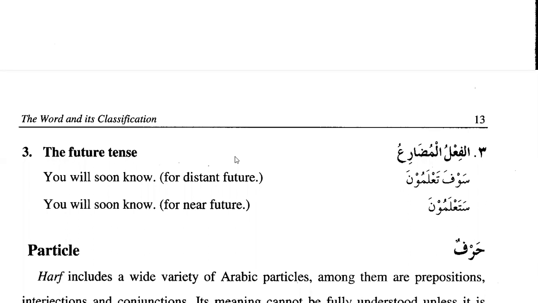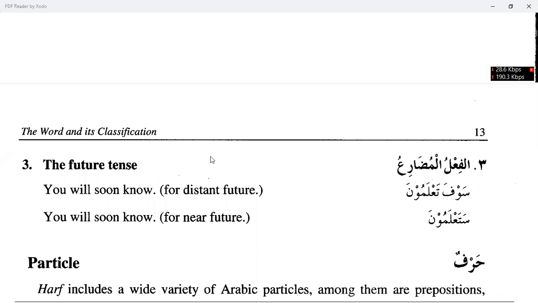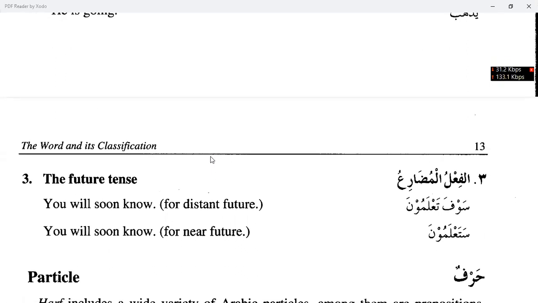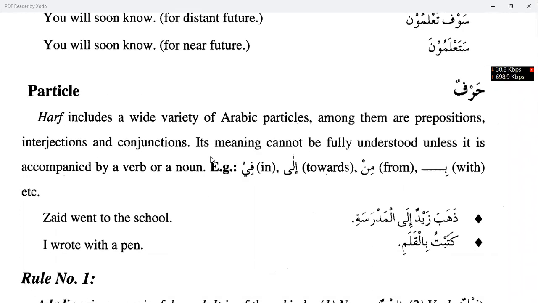Okay, so fail is a word which represents action. Then what are the three types of fail? Maazi, muzari, and amr. What is maazi? Maazi is past. And muzari? Muzari is present and future. And amr? Amr is command.